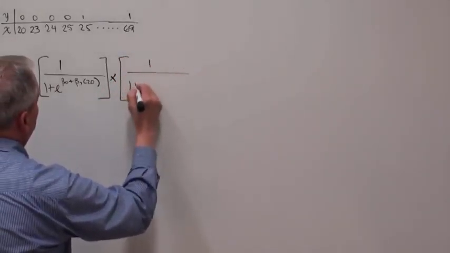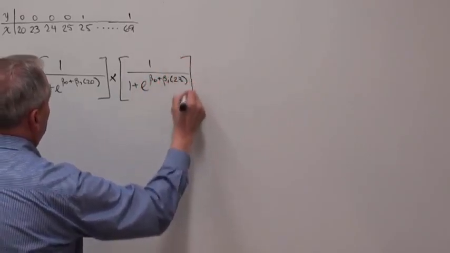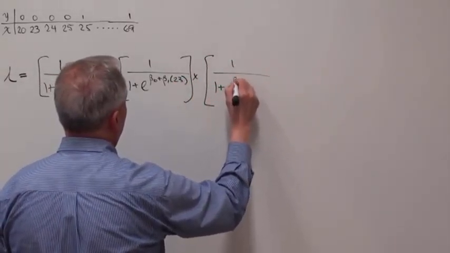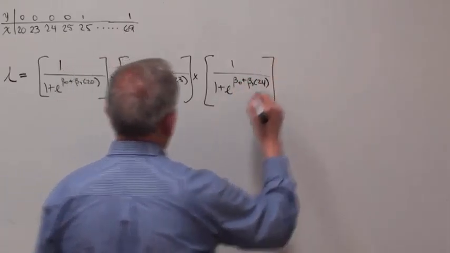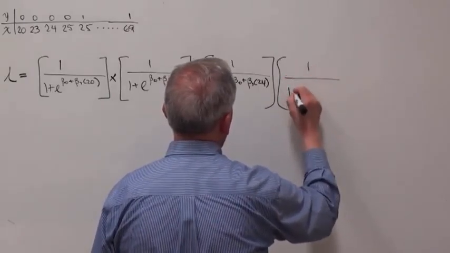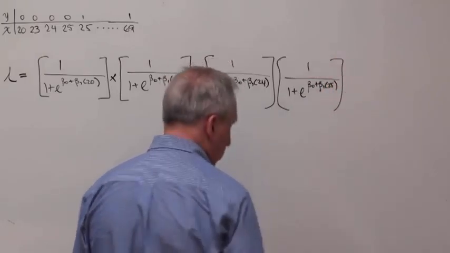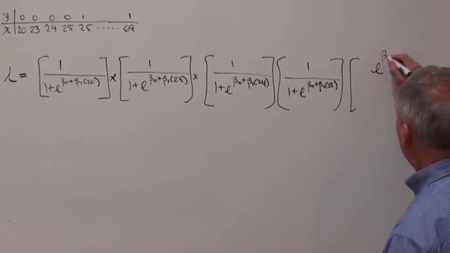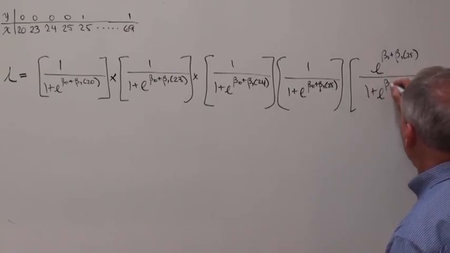All right, now what's the probability that a 23-year-old does not have CHD? So that's 1 over 1 plus e to the beta naught plus beta 1 times 23. And then a 24-year-old does not have CHD: 1 over 1 plus e to the beta naught plus beta 1 times 24. And then a 25-year-old does not have CHD: 1 over 1 plus e to the beta naught plus beta 1 times 25. And then the probability that a 25-year-old does have CHD, which is e to the beta naught plus beta 1 times 25 over 1 plus e to the beta naught plus beta 1 times 25.